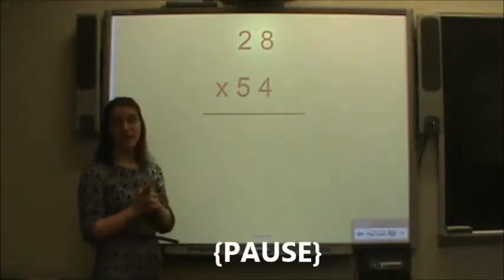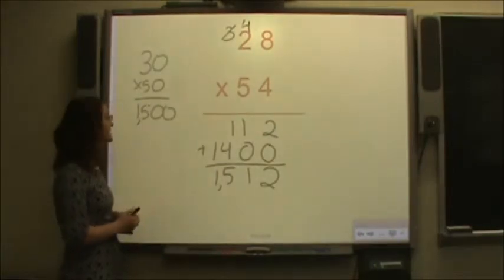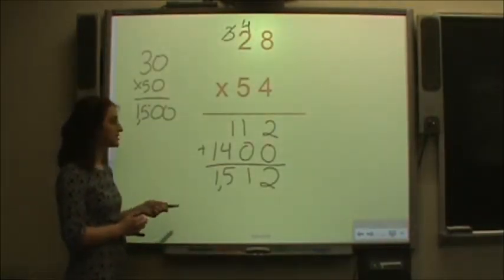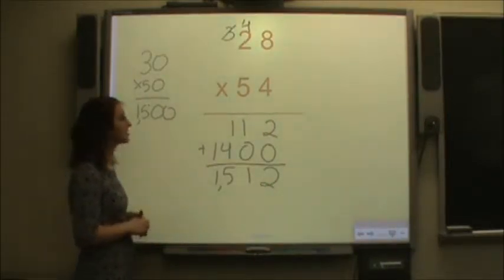Pause the video and solve this after you find your ballpark estimate. Go ahead and do that. My ballpark estimate was 1,500 and the answer is 1,512. Really close, so I feel confident that it's correct.